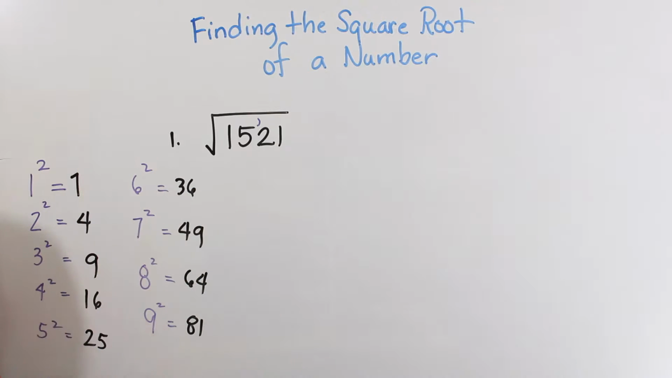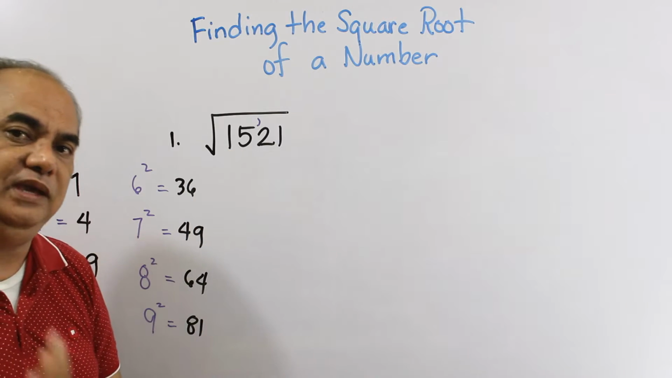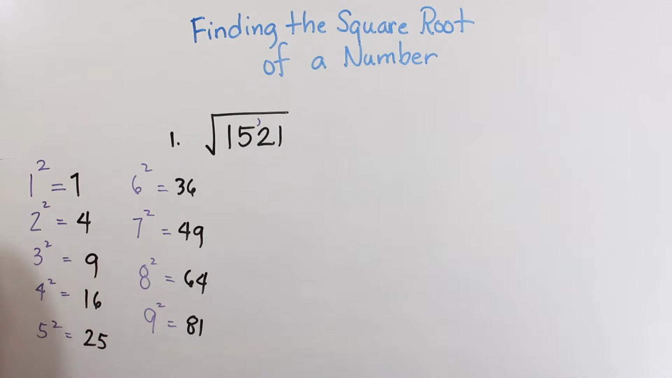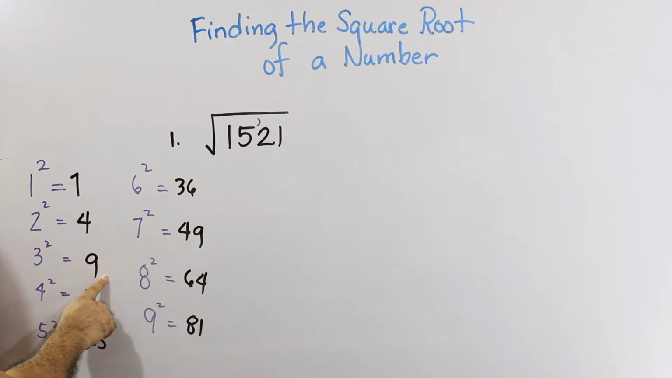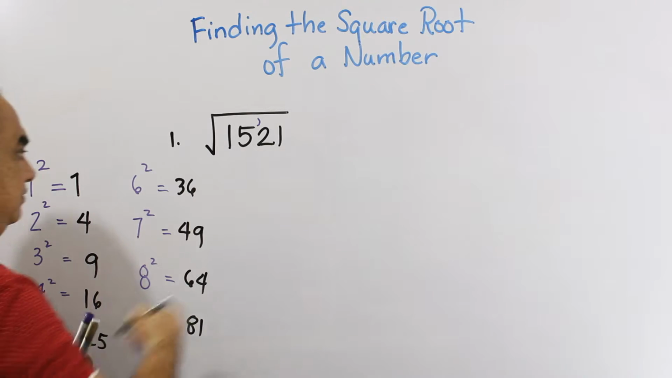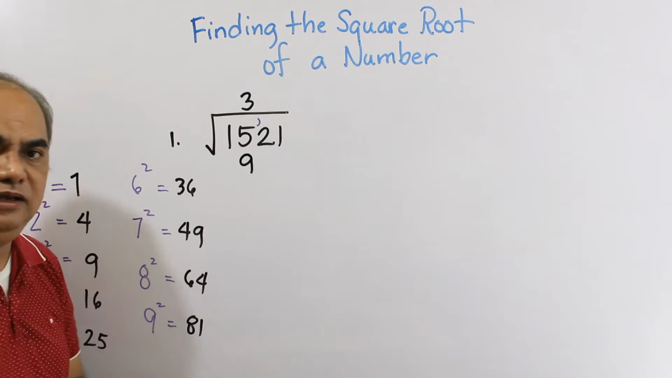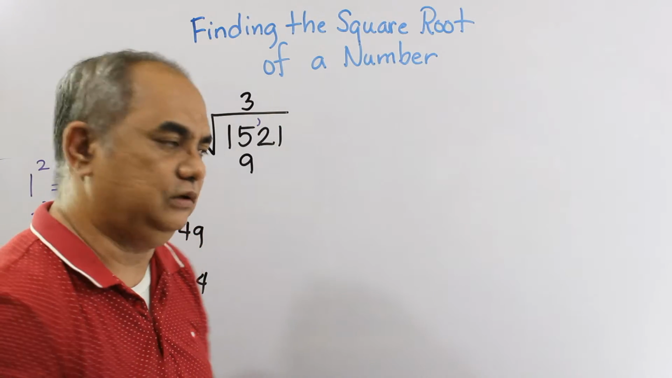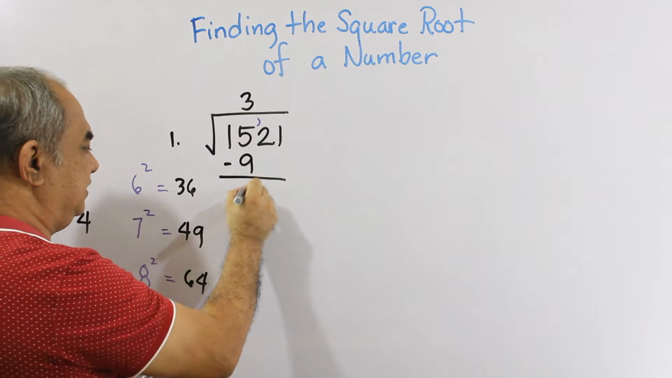So which number here is nearest to 15 but will not go beyond 15? Apparently, that is 9. If we choose 16, that's beyond 15. So we choose 9, and the square root of 9 is 3 because 3 times 3 will give us 9. You put the 9 here, below 15, and the 3 here, do not write the square, above the 15. Just like in ordinary division, we're going to subtract these two numbers. So 15 minus 9 will give us 6.